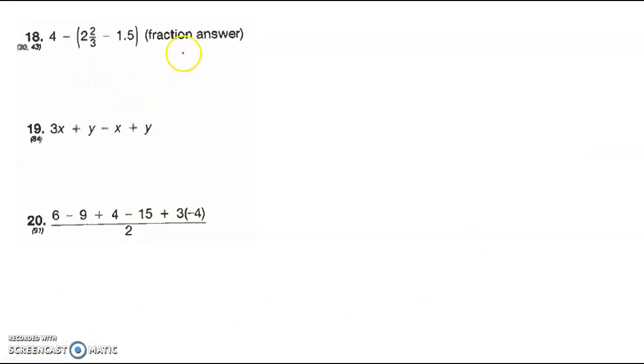All right, last few problems. This asks for a fraction answer. So let's see what we can do here. I have 2 2/3 minus 1 1/2. So I'm going to write this over here. This is just the first part of the problem. Minus 1 1/2, since it's asking for a fraction. I'm going to have to find a common denominator.